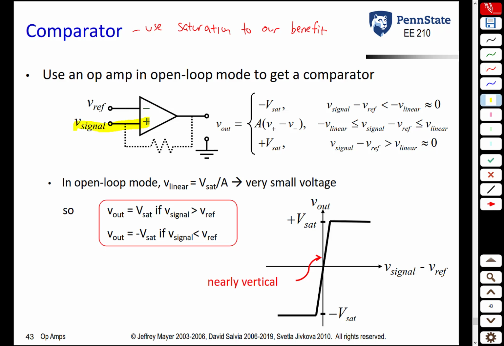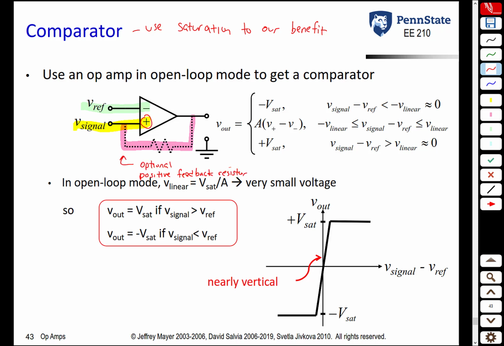Our input signal is going to be connected to the non-inverting input terminal of the op-amp, and our reference signal is going to be connected to the inverting terminal of the op-amp. You could, if you wanted to, connect a positive feedback resistor. Normally, remember, we connected negative feedback resistors. This is a positive feedback resistor. It's connected back to the non-inverting terminal of the op-amp. This is an optional positive feedback resistor.